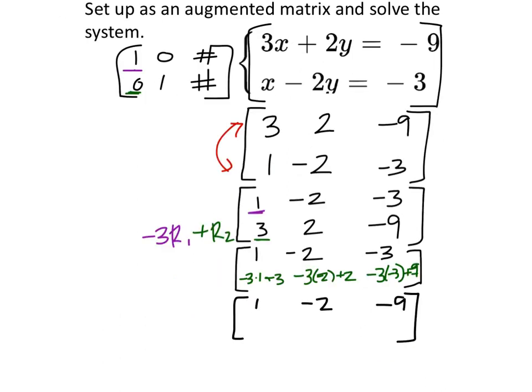All right, so this is the change that we get. Negative 3 times 1 plus 3 is 0, which is what we wanted. So objective complete, but we got to look at the rest of it. We got negative 3 times negative 2 plus 2 is positive 8. And then over here we've got negative 3 times negative 3 plus negative 9 is 0.